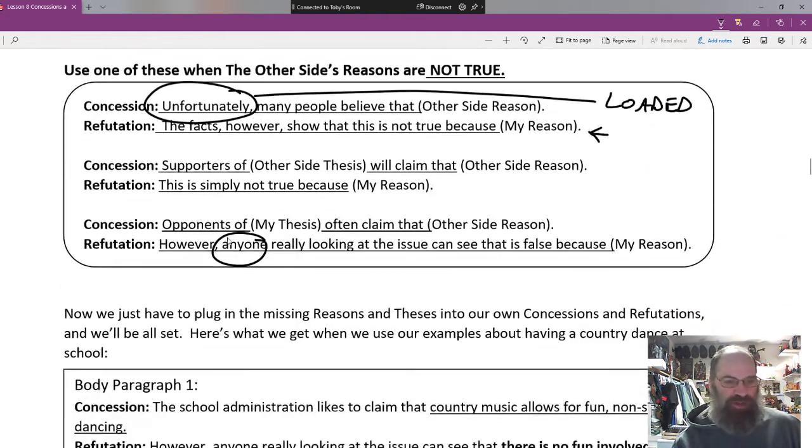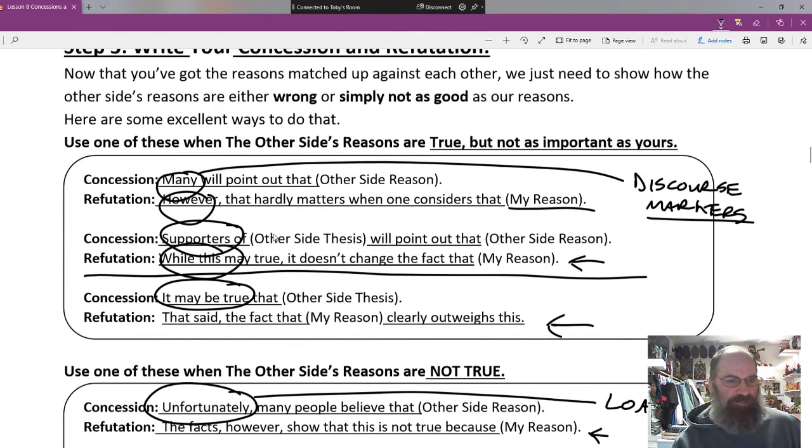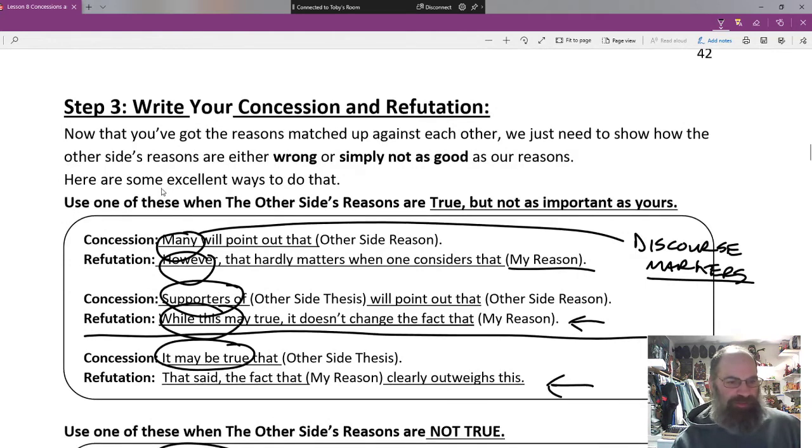Kind of stream of consciousness here. But anyway, that's kind of how it works. This is an important page, and so these are the two ways to go about making a concession and a refutation. I hope everybody found this video useful.